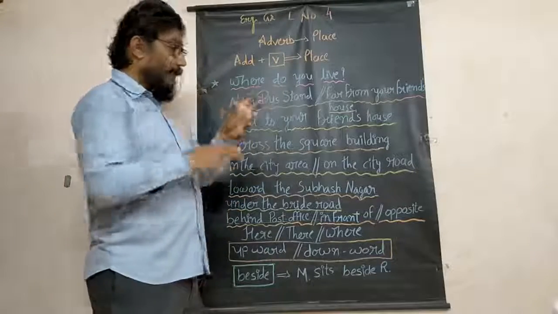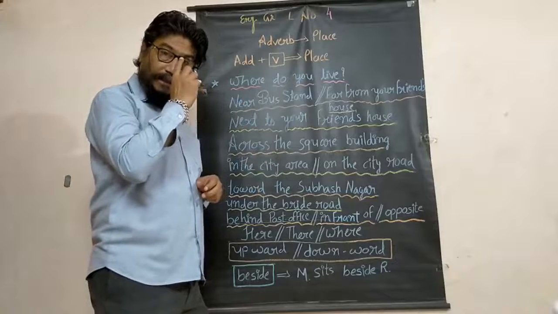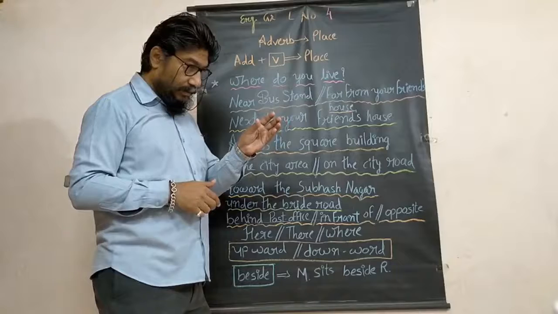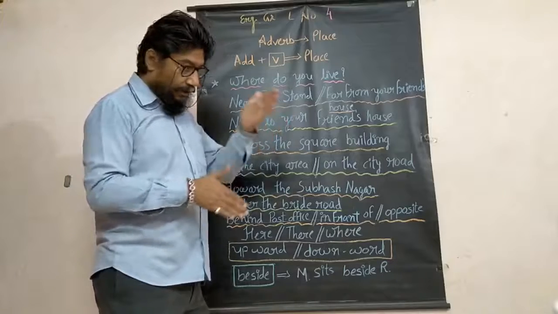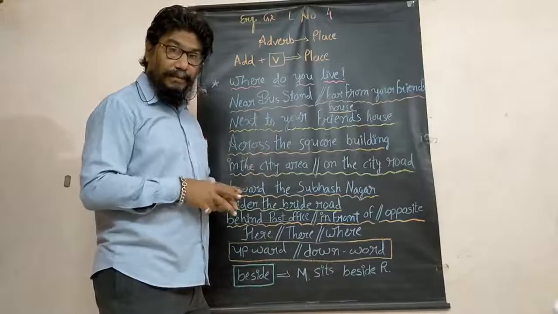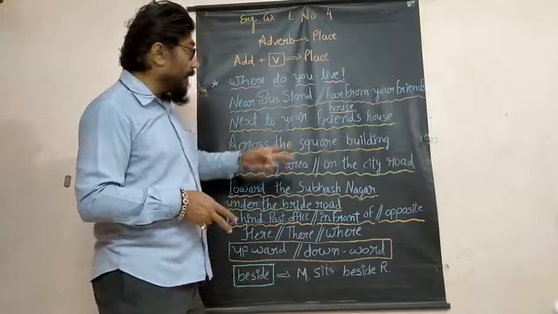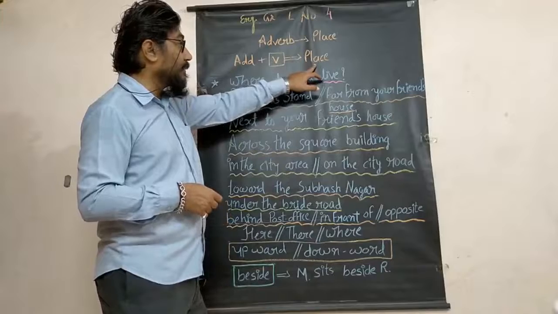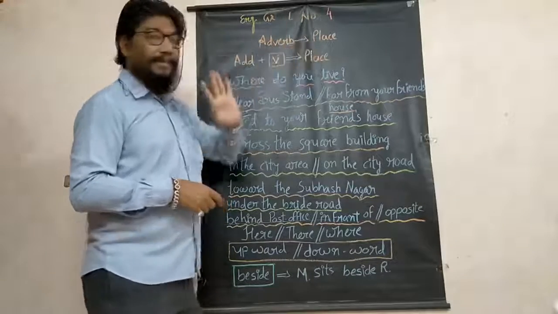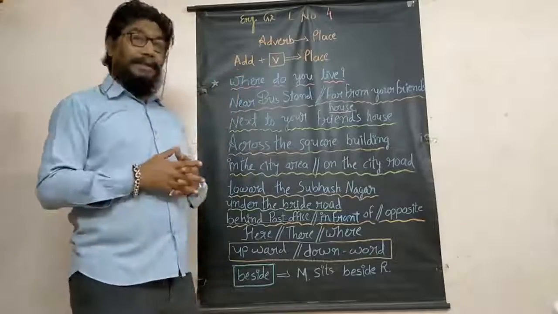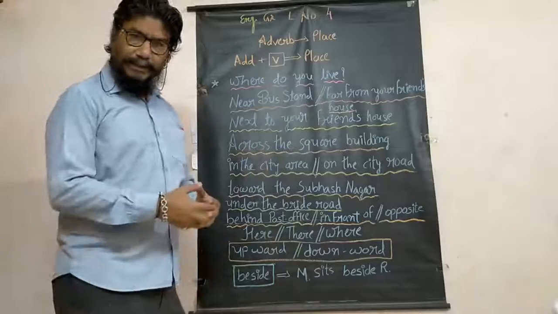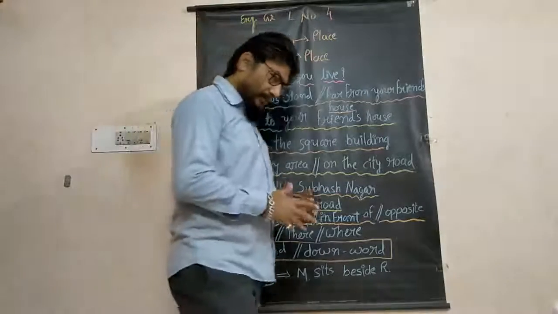If you are adding a word that is connected with verb, and if it concerns the place, that is adverb with the place. This is your fourth lesson. Very simple, very simple. Why is it so? Simply I'll ask you a question.